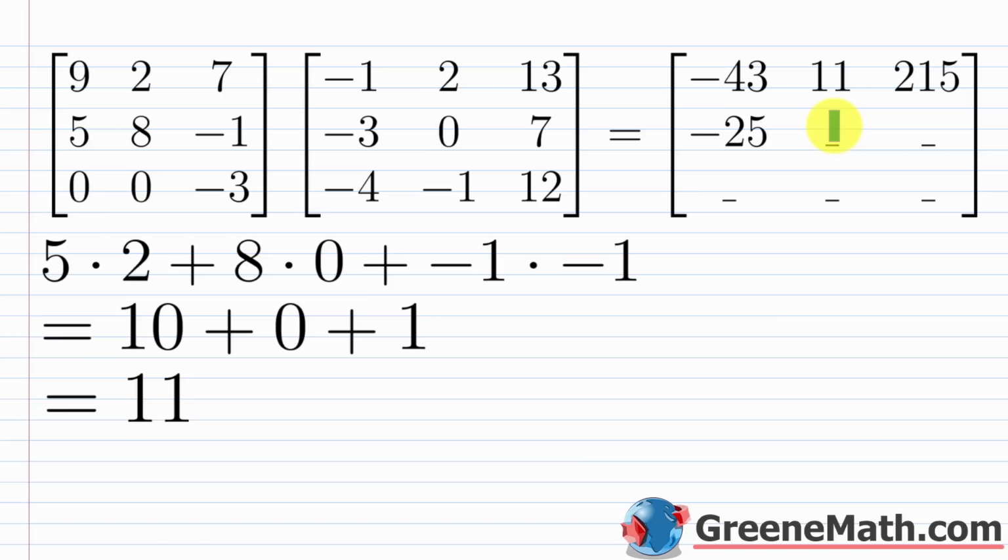So now we're going to have row 2, column 2. So this row and this column. That's what we're working with. Okay, let's go through and crank it out. So we're going to do 5 times 2. So 5 times 2 is going to give me 10.